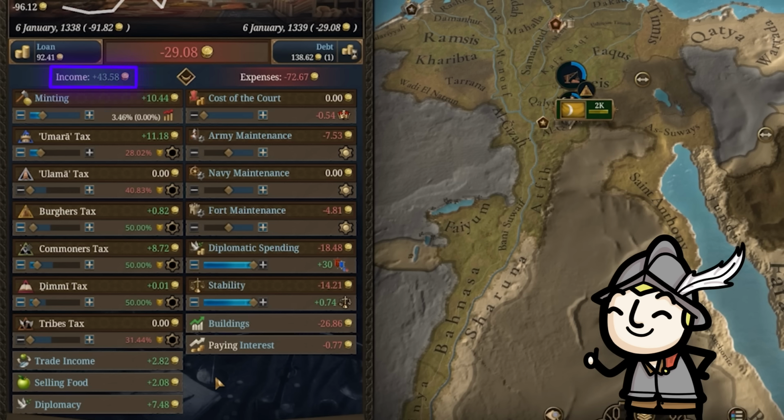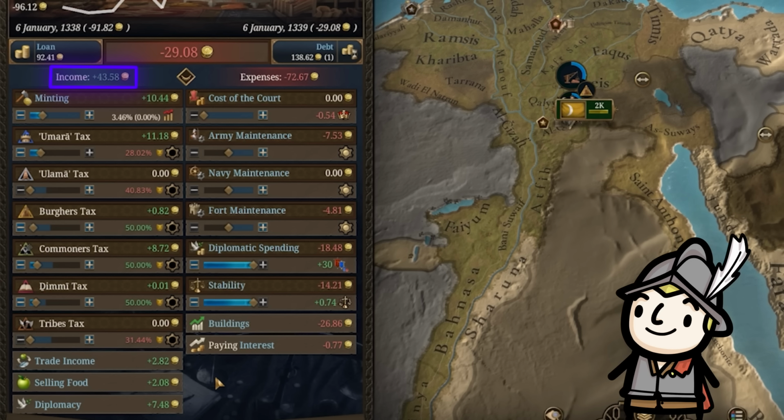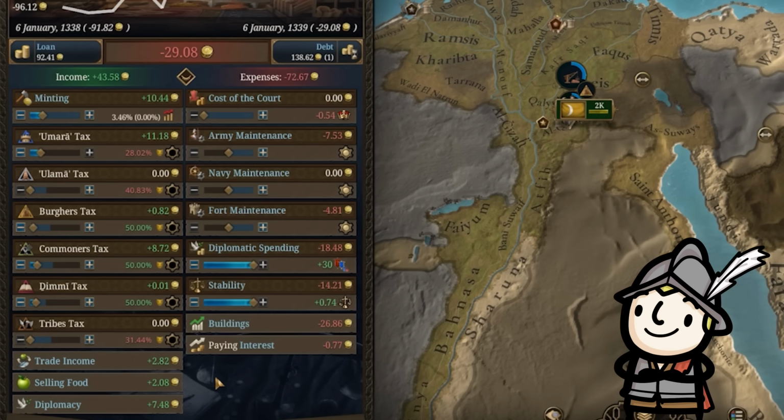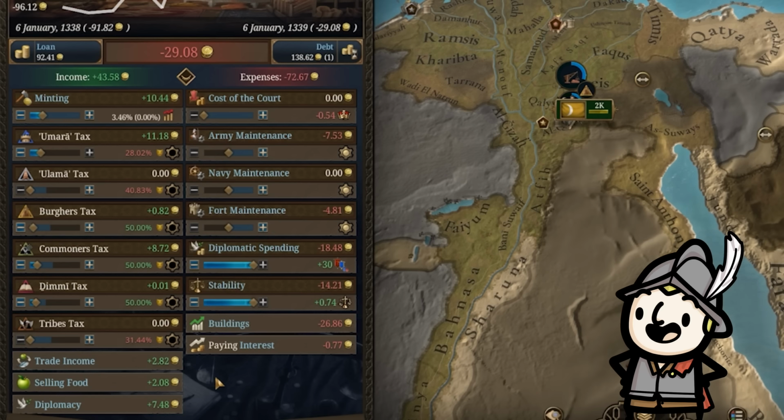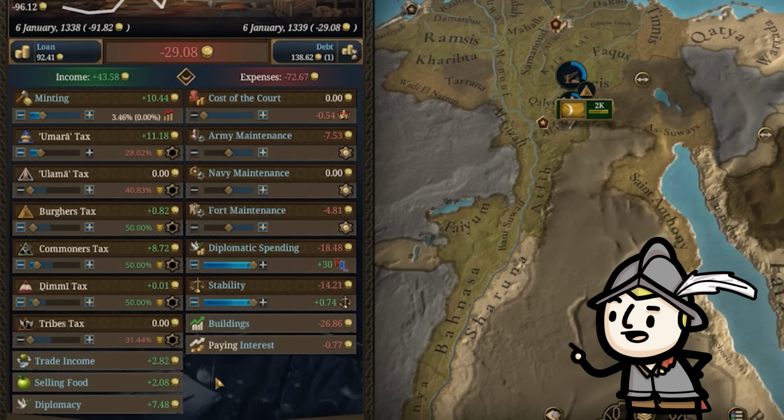And as you can see, as we moved the slider, our income grew because we were gaining more in tax revenue. But their satisfaction began to drop. It's always a trade-off. You may also notice that the bar did not get very far.